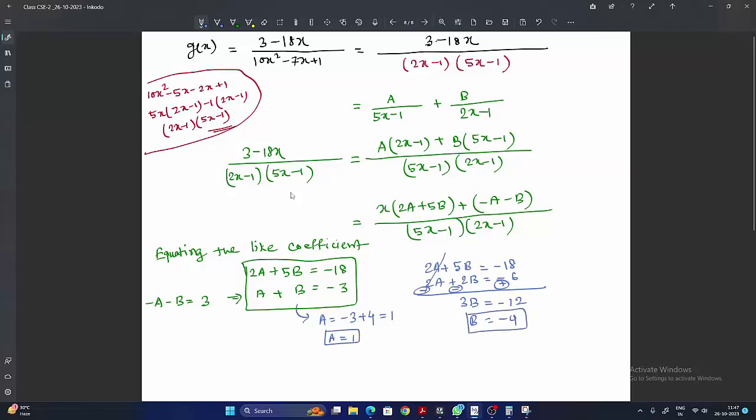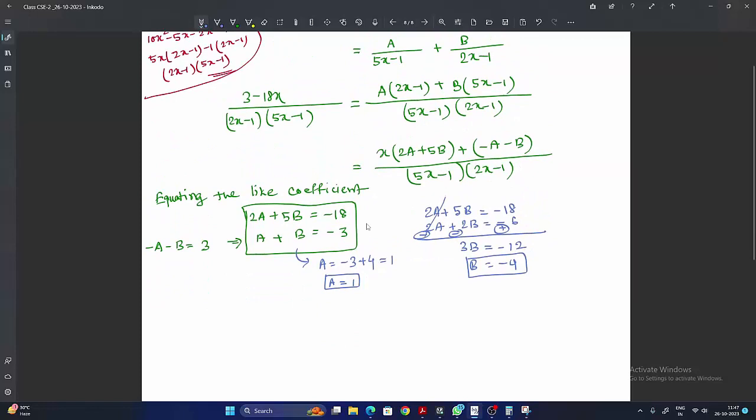So that means if you take the partial fractions of the g(x) term, your g(x) will be: a value is 1, that means 1 by (5x − 1), and plus b value is minus 4, that means it will be minus 4 by (2x − 1). Okay. Now you have to express the term like 1 minus 2x, 1 minus 5x, this type of expression. So take minus 1 common from here.